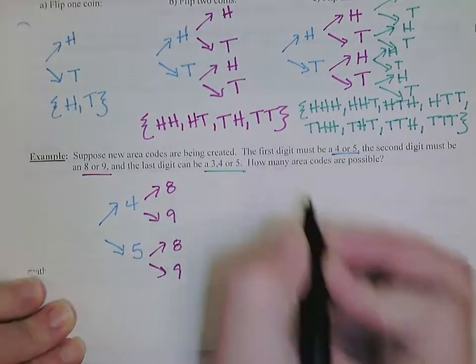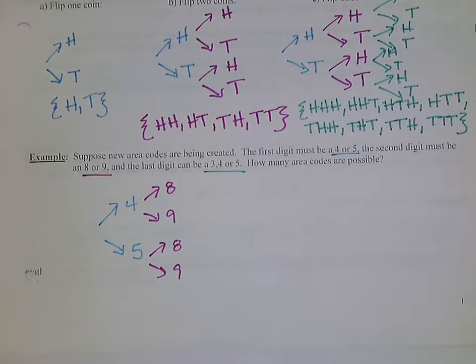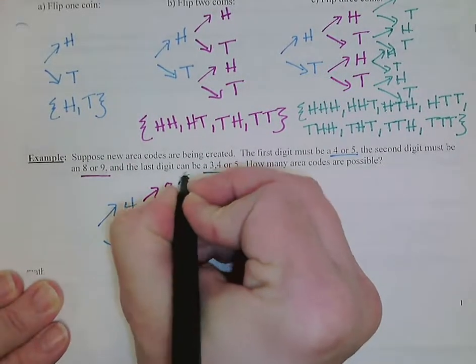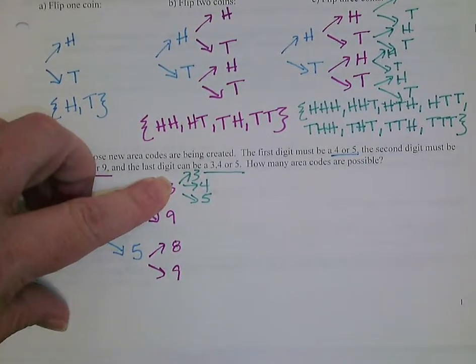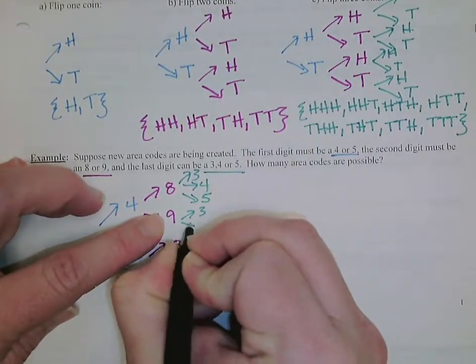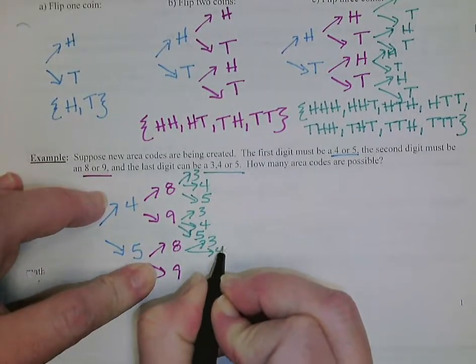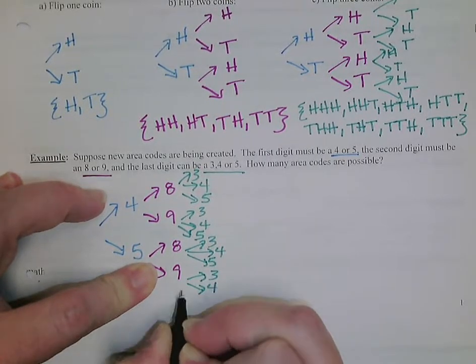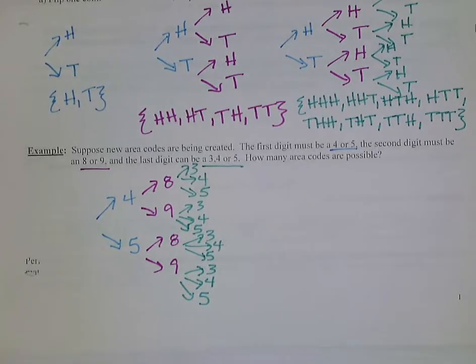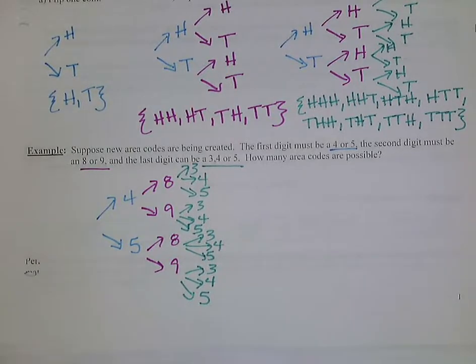a 5. So then for each one of these combinations that we have of the first 2 digits, my third digit could be either a 3, a 4, or a 5. So I could have a 3, 4, or 5 on this branch, a 3, a 4, or a 5 on this branch, 3, 4, or 5 here. And then for my last one, I could have 3, or 4, or 5. So we have 3, 6, 9, 12 possible outcomes. So 12 possible area codes.